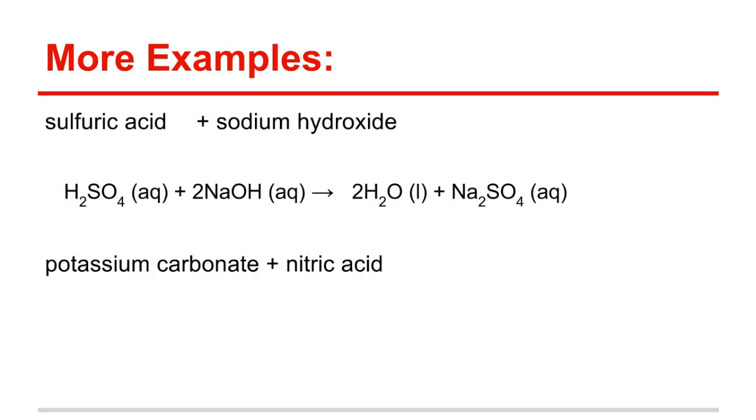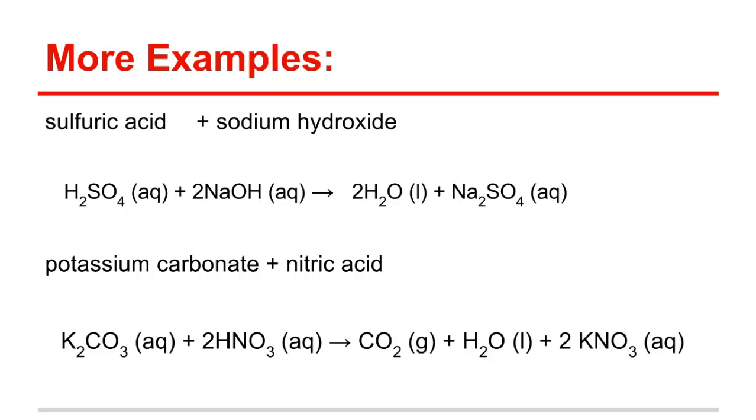The first example then, sulfuric acid, H2SO4 plus sodium hydroxide, NaOH. This is the first type of neutralization reaction we did earlier. So that is going to produce water plus an ionic salt. In terms of this example, that is sodium sulfate.